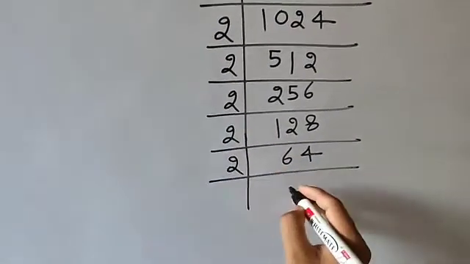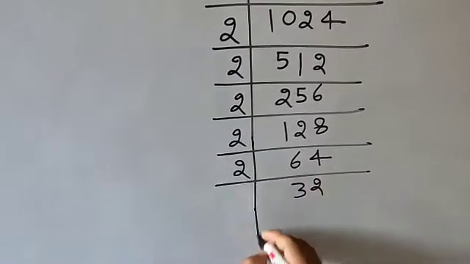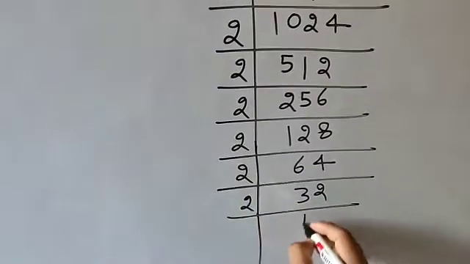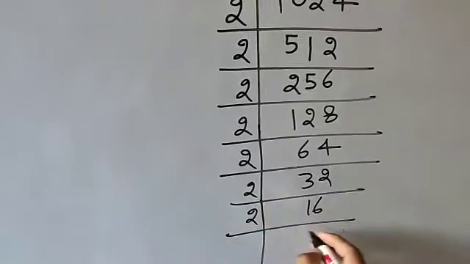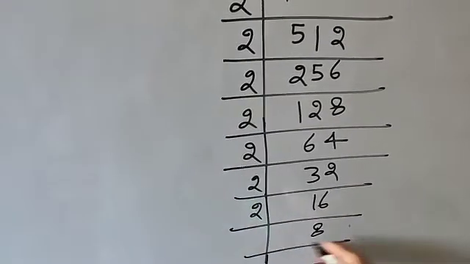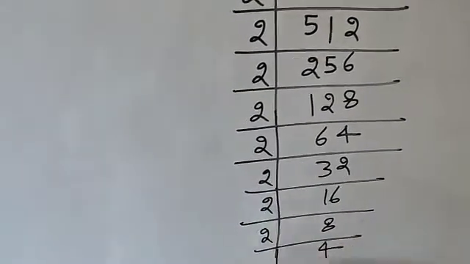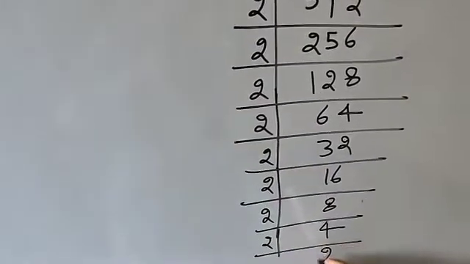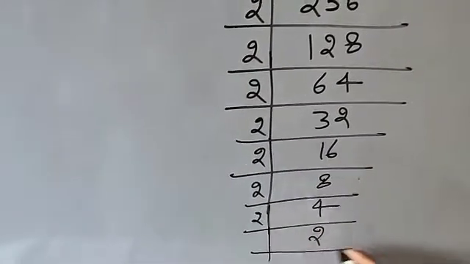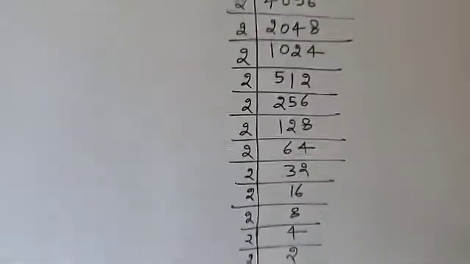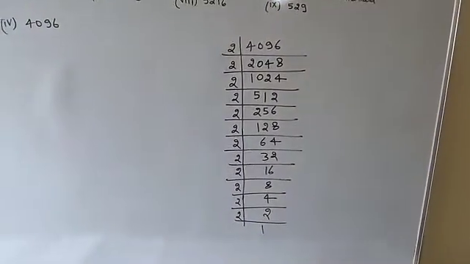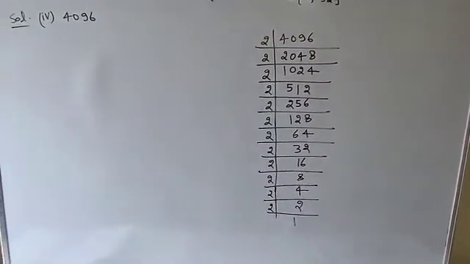Then by 2 it will be 32. Again by 2, so 16. Then 2 8s are 16. Then 2 4s are 8. Then 2 2s are 4, and here 2 1s are 2. So here you got the prime factors of 4096 in the form of only 2.